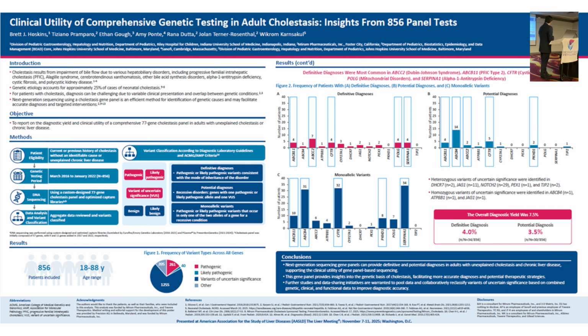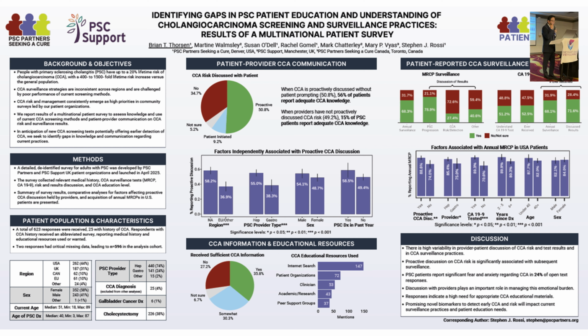What's interesting is on the left here, out of those 856 patients, in 4% of them you can identify a definitive genetic diagnosis, and another 3.5% you can have a potential diagnosis. In other words, up to 7.5% of patients in this population, again, unexplained cholestasis or chronic liver disease, that you don't have a confirmed diagnosis, through this new genetic testing panel you can confirm a diagnosis or have a probable diagnosis, and that can further lead to treatment.